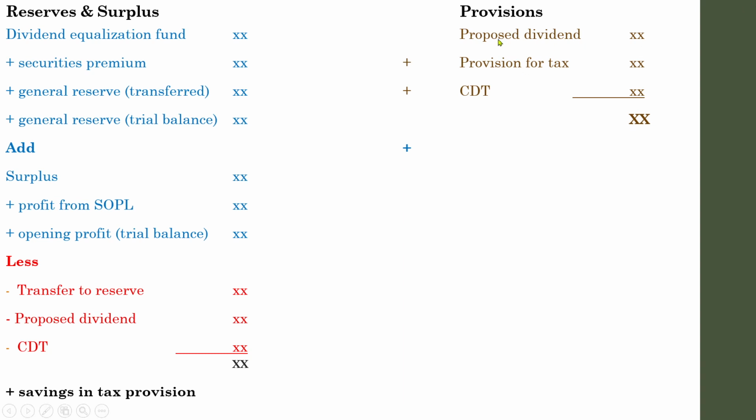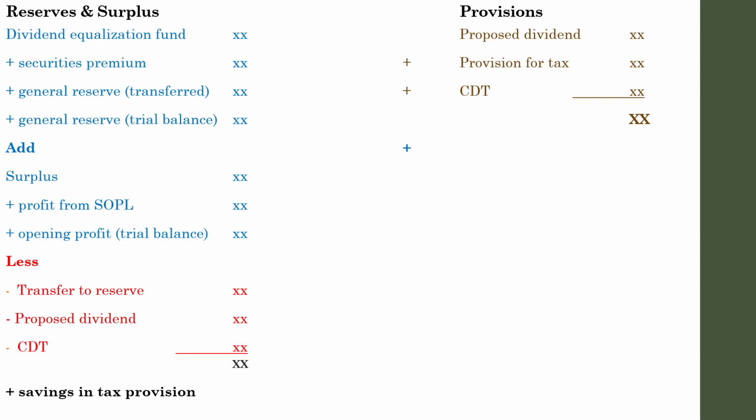Under provisions, the main items are proposed dividend. The same item is also shown here. You have to show it here also. Provision for tax, CDT, corporate dividend tax. This amount has to be considered. So, these are the items that have to be given prior importance before you go for dealing with preparation of financial statements as per Ind AS, that is, complied with IFRS standards.